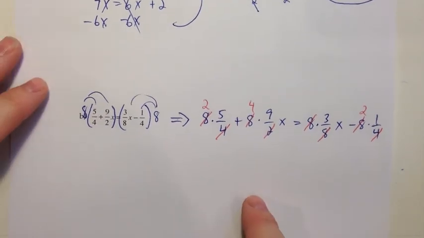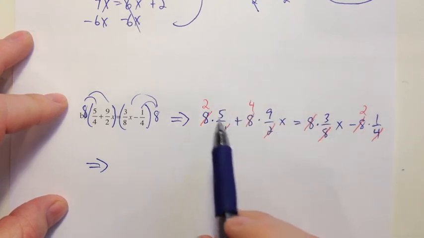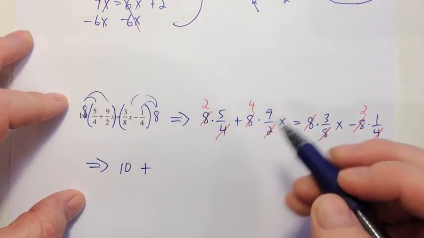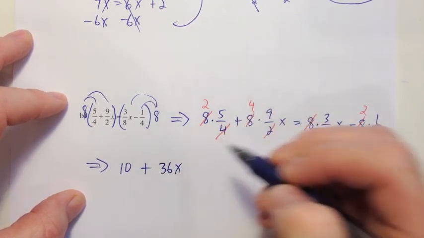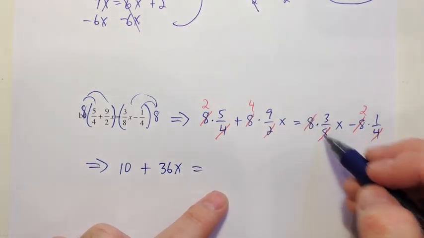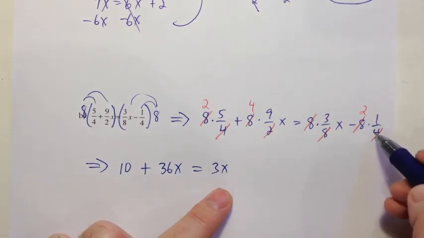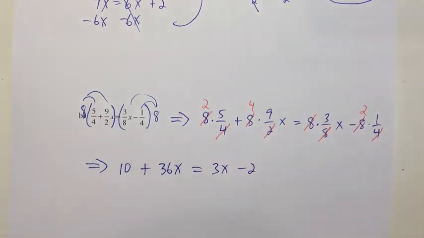So now as I continue on simplifying this, I'm going to have an equation with no fractions. Just multiply the leftovers. 2 times 5 is 10, plus 4 times 9 is 36, and we have the x there, so 36x. On the right hand side, the 8's just canceled, so the 3 and the x are left over. And then the 4 into the 8 twice, so negative 2 times 1, or negative 2.